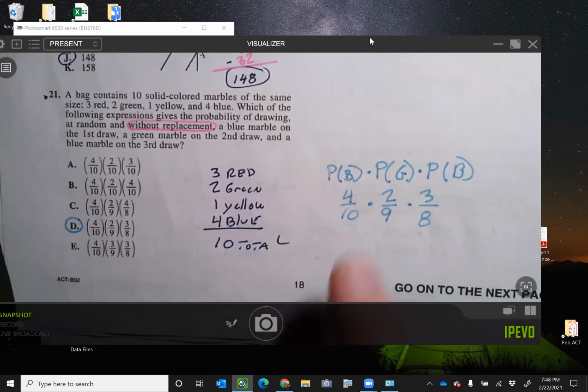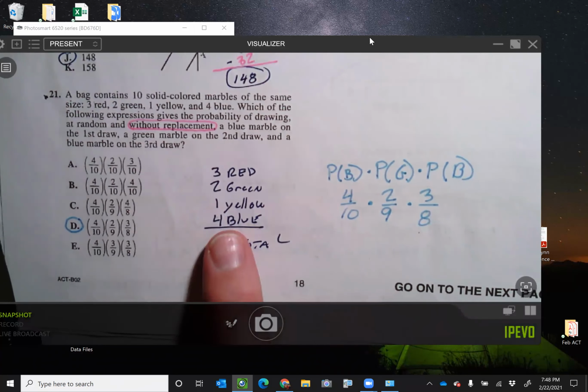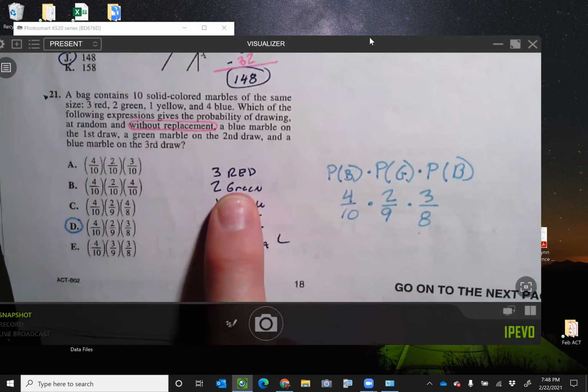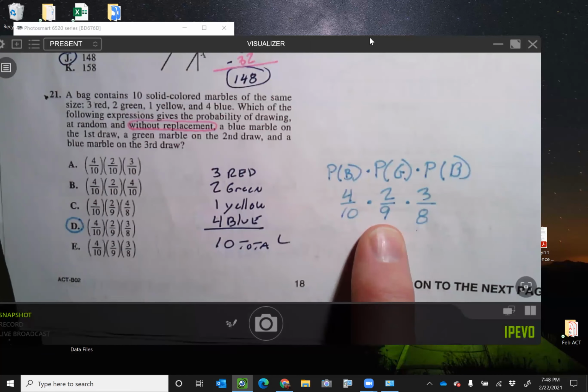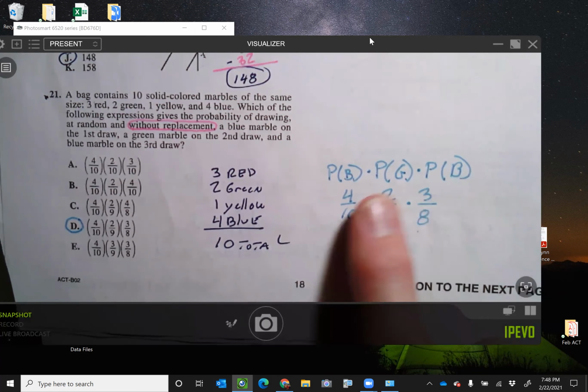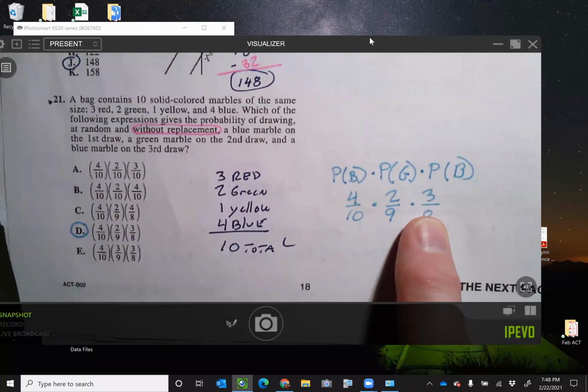Well, for blue, it's 4 out of 10, right? Because there's 4 blue out of a total of 10. When we go to draw the green, though, there's 2 green, but now there's only 9 left, right? Because we've got a marble out, that blue one. Well, then we're going to pull out another blue one. We've pulled one out already, so now there's only 3 blue, and now there's only 8 marbles left.